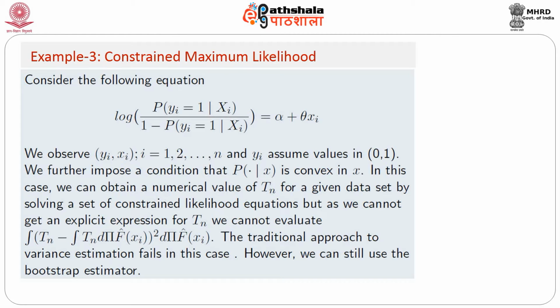Now, in this case, we can obtain a numerical value of Tn for a given data set by solving a set of constrained likelihood equations, but we cannot get any explicit expression for Tn in terms of x1, x2, ..., xn, and hence we cannot evaluate the integral for the variance functional form that is given in equation star. And so, the traditional approach of variance estimation fails here, and in this situation we can really see the effectiveness of the bootstrap.